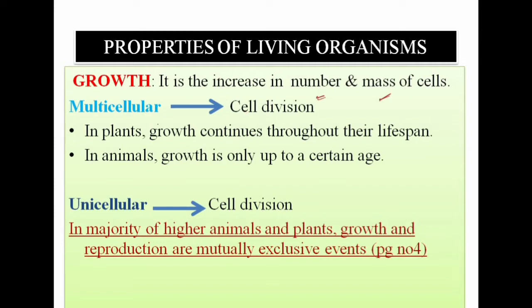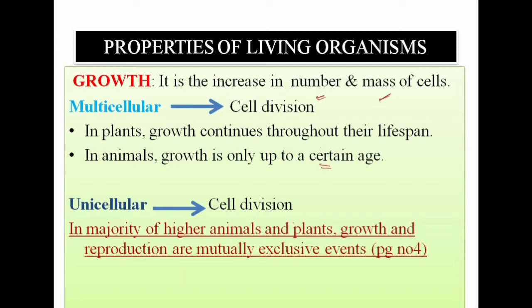In plants, growth continues throughout their lifespan. You can see that from a small plant to a big tree, it goes on growing. But in animals, growth is limited up to a certain age. Now, here they have given you a point on page number 4 of the NCERT textbook that in the majority of higher animals and plants, growth and reproduction are mutually exclusive events.